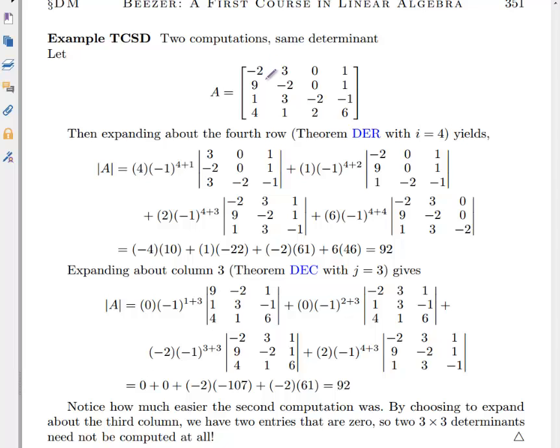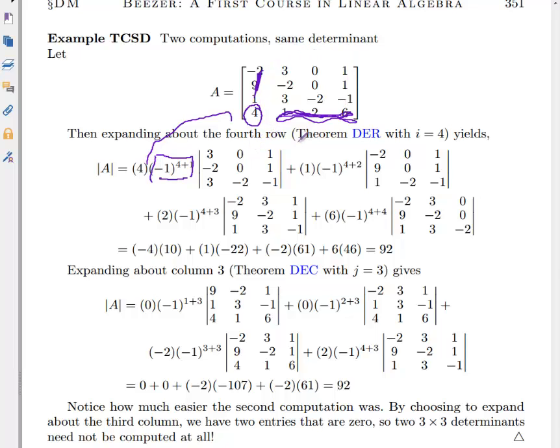All right, so here's one determinant. Let's compute this determinant based on the fourth row. Now remember, since it's the fourth row and that's an even row, I have to start with a minus. So that's where this minus comes from. Then I multiply 4 times the determinant of this submatrix. So that's where the 4 comes from, and this is where this submatrix comes from. So that's the first term.